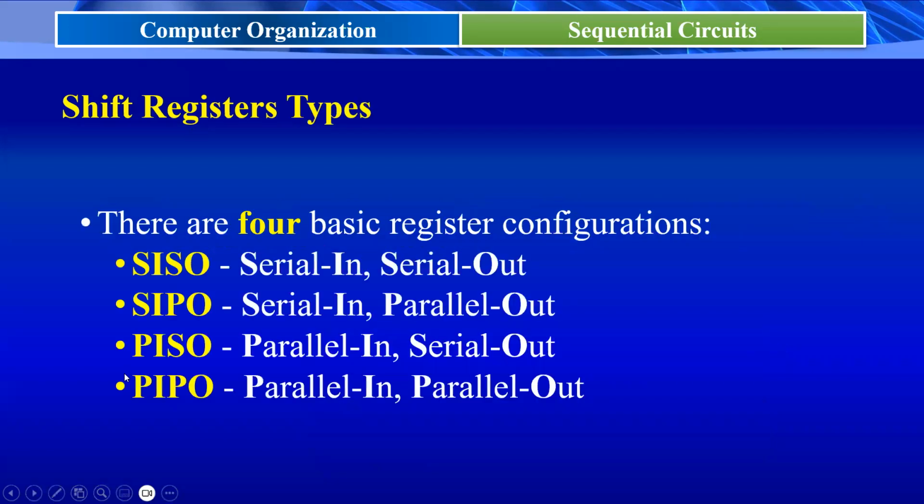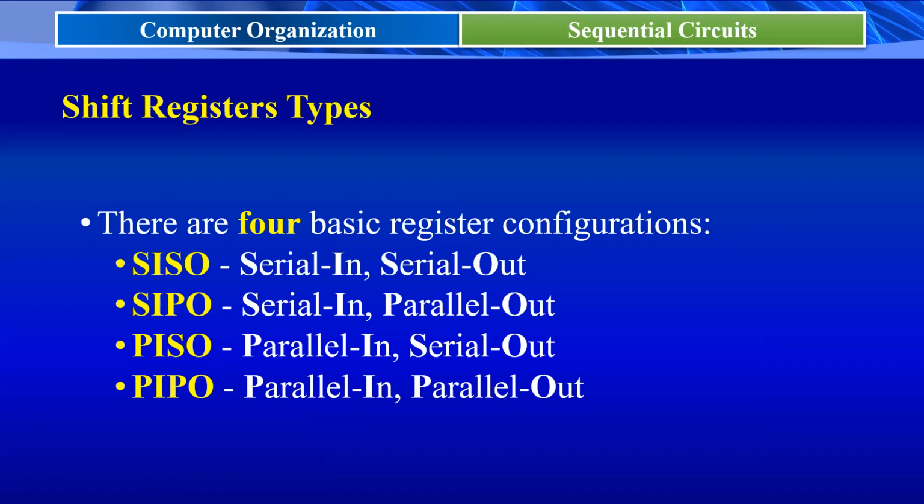And basically these shift registers are of 4 types. We have 4 different configurations in these shift registers. Those are SISO, SIPO, PISO, PIPO. SISO means serial in serial out shift register. SIPO means serial in parallel out shift register. PISO means parallel in serial out shift register. PIPO means parallel in parallel out shift register.